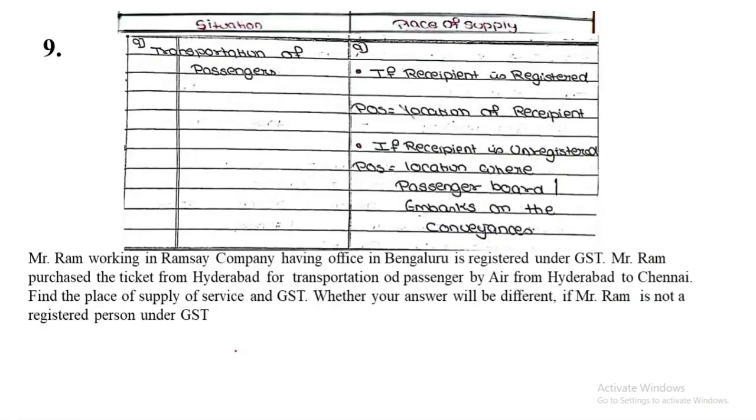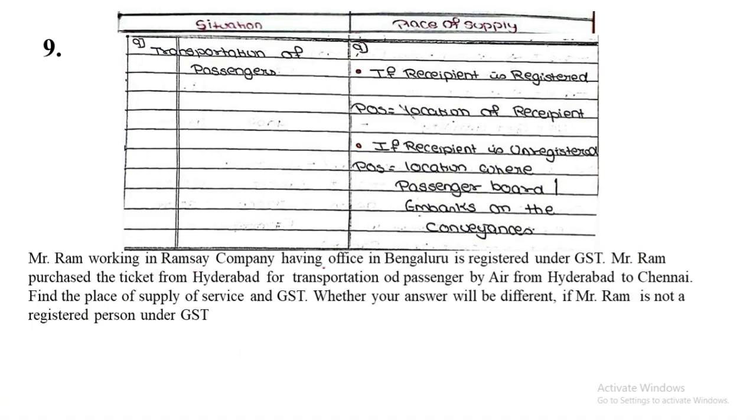We jump to the last situation. Situation number 9, transportation of passengers. Under this, again a similar situation, if he is a registered recipient, the location of the recipient will be considered as POS, and if not registered, the location where the passenger boarded or embarked the conveyance will be considered. If the recipient is a registered person, his location is considered. If not, the place from where the conveyance was embarked will be taken.